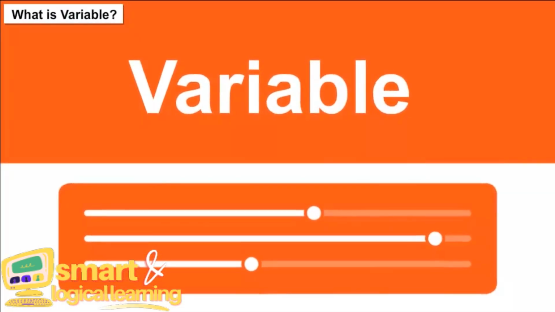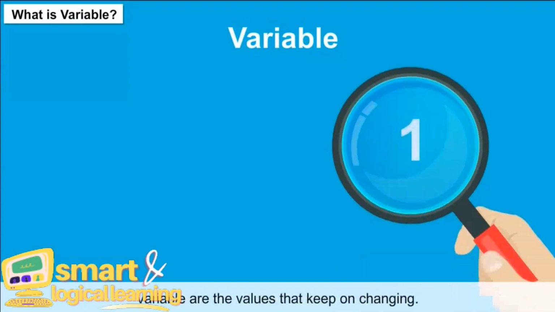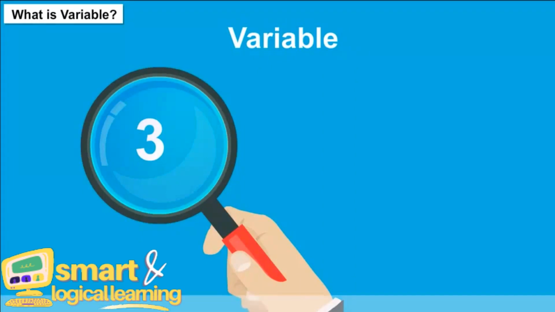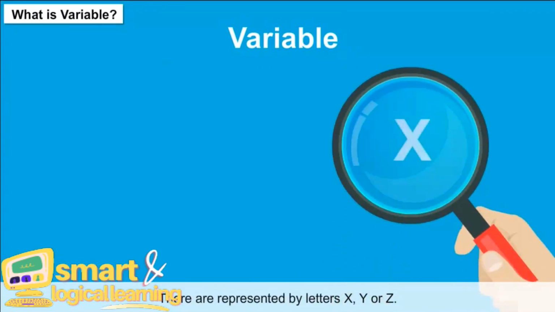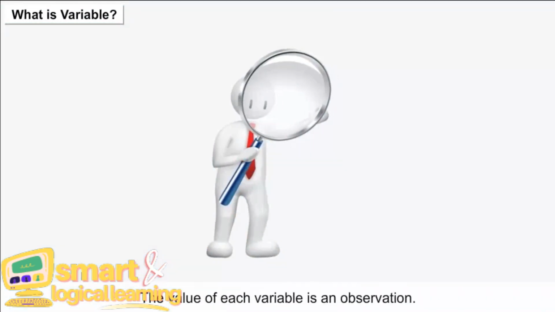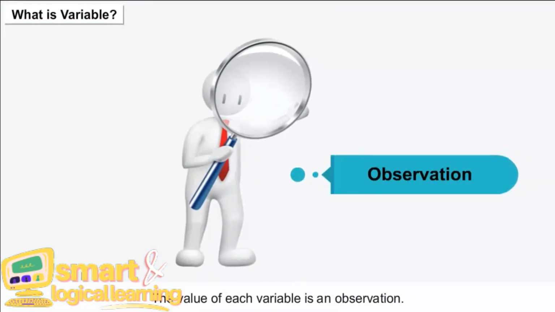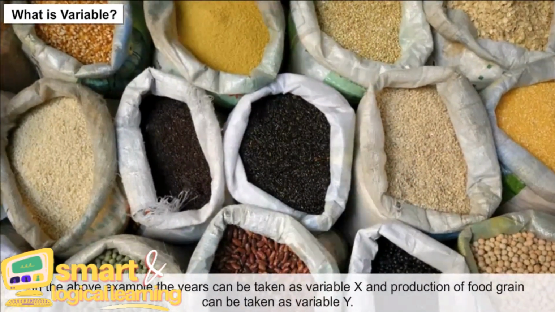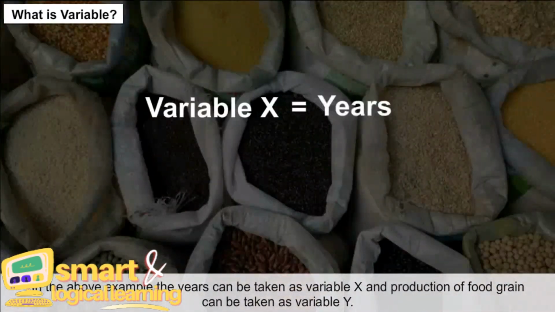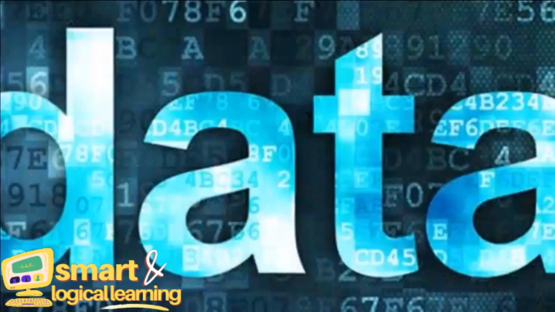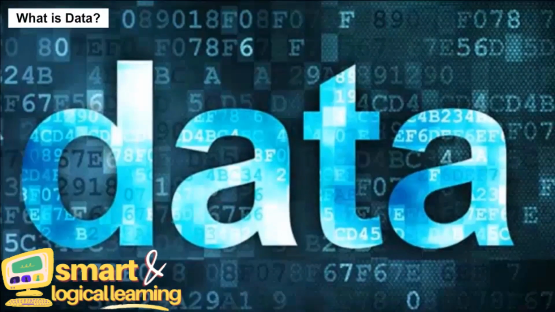What is a variable? Variables are the values that keep on changing. These are represented by letters X, Y or Z. The value of each variable is an observation. In the above example, the years can be taken as variable X and production of food grain can be taken as variable Y.